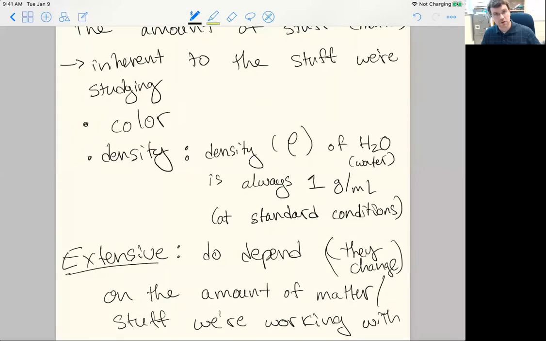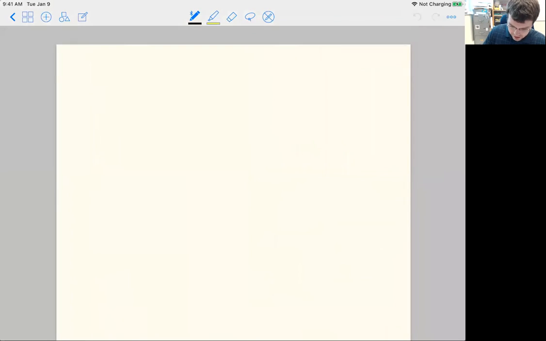Okay, they do depend on the amount of matter or stuff that we're working with. I'm going to move the page. I suppose you can pause the video if you didn't get a chance to write that down. So sorry, I don't know how to make these have continuous pages.